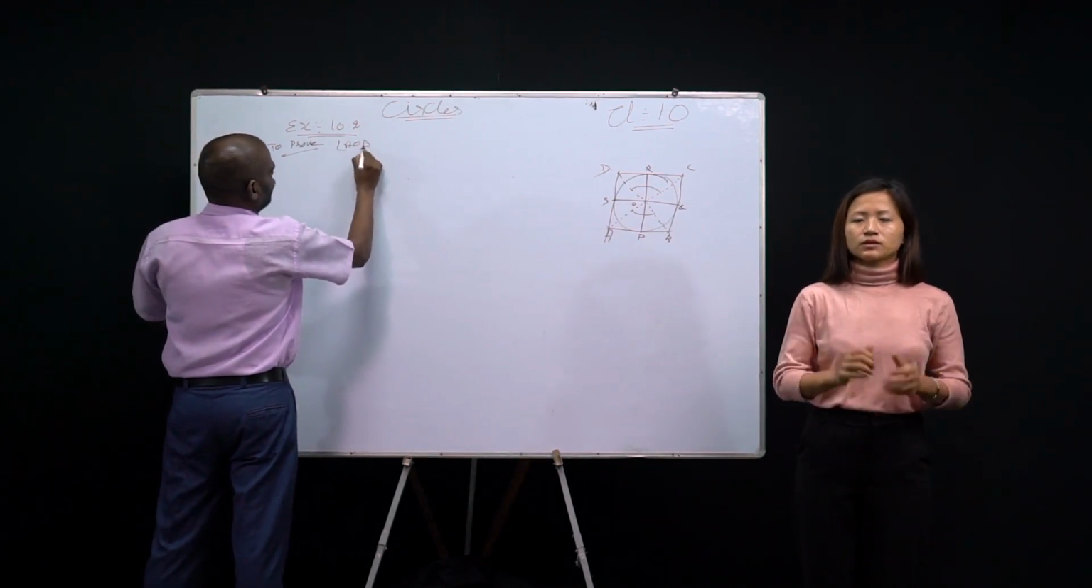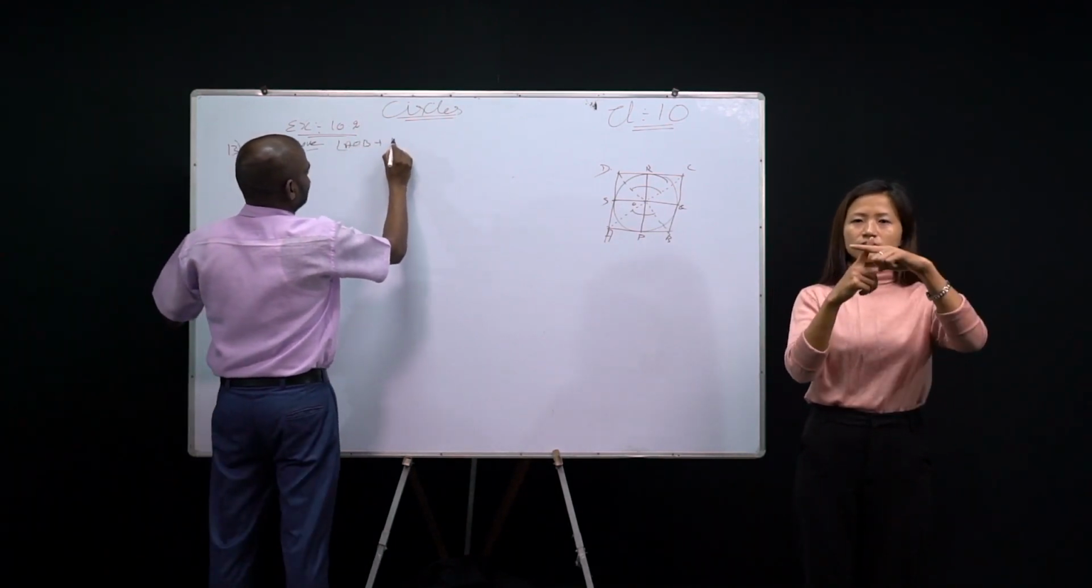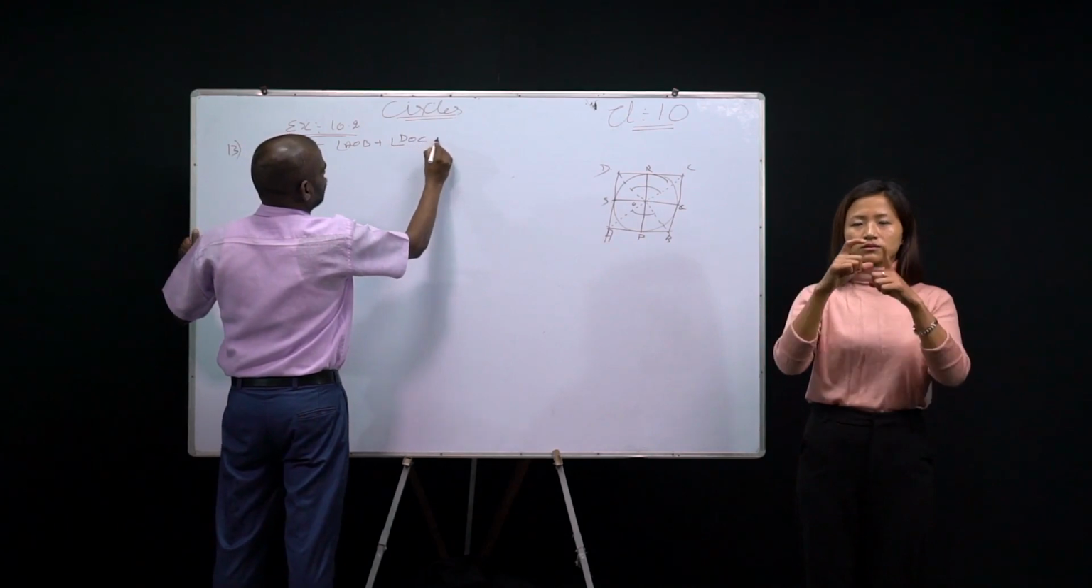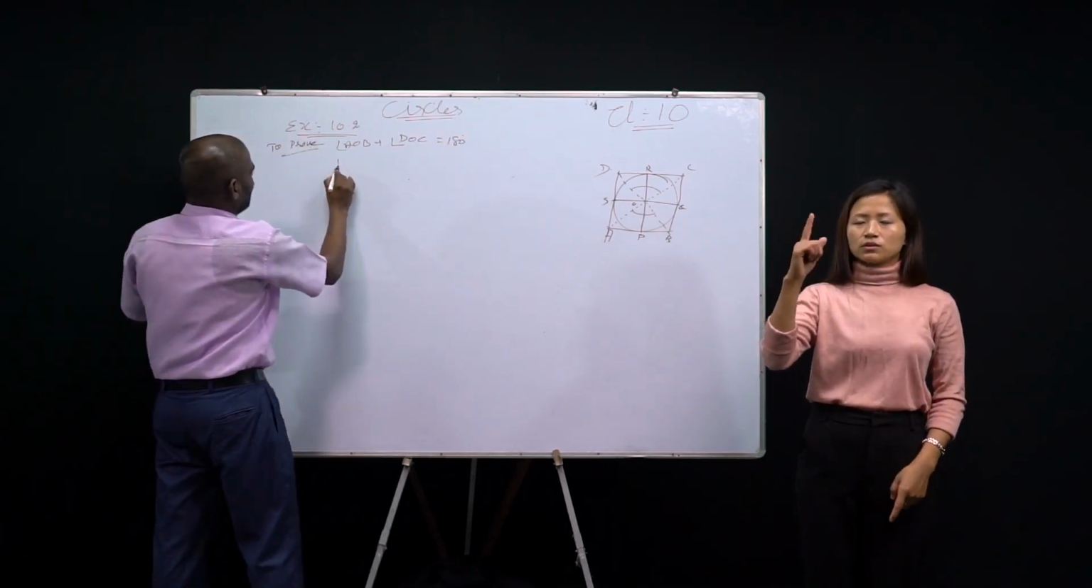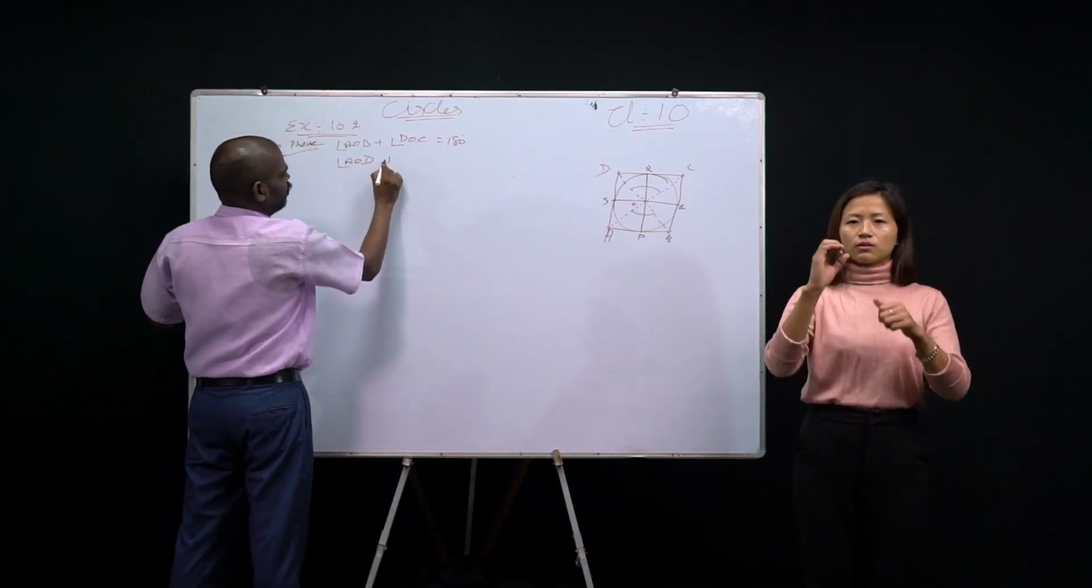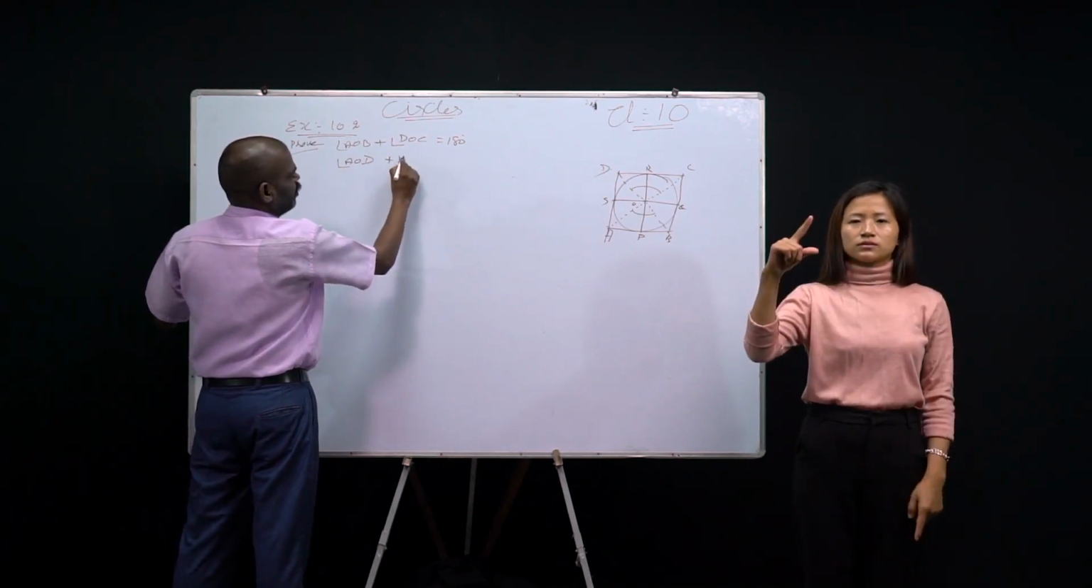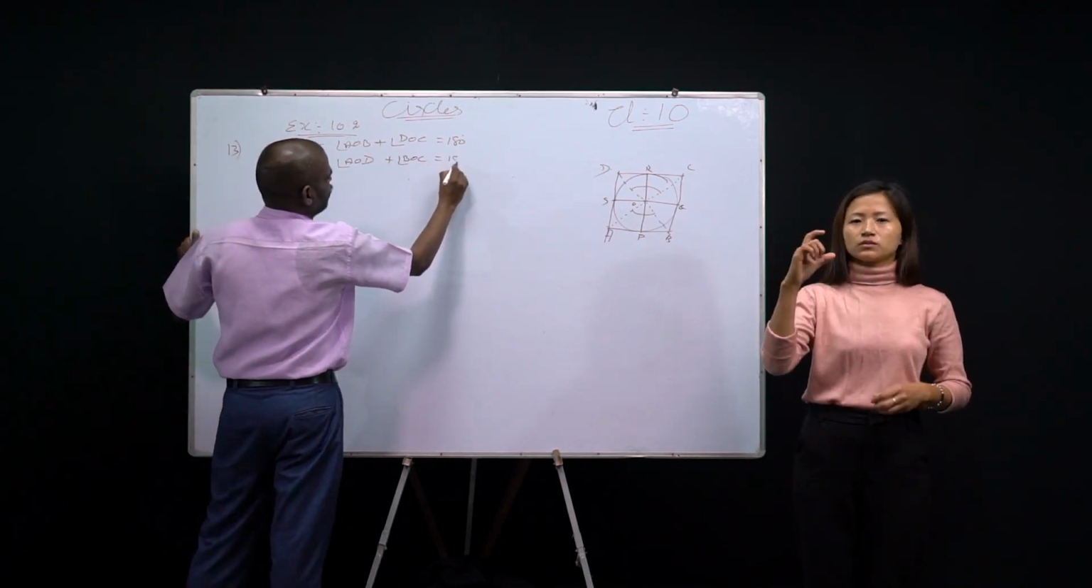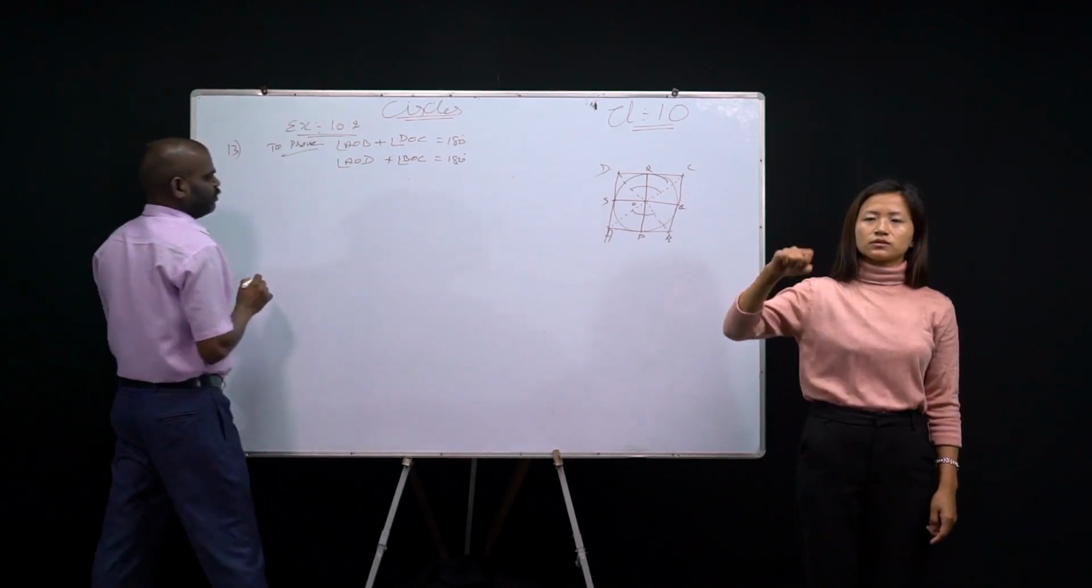Angle AOB plus angle DOC, 180 degrees. Angle AOD plus angle BOC. How many degrees? 180 degrees you have to prove.